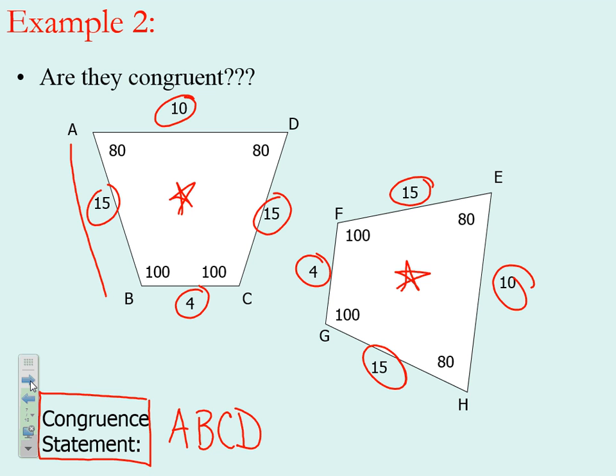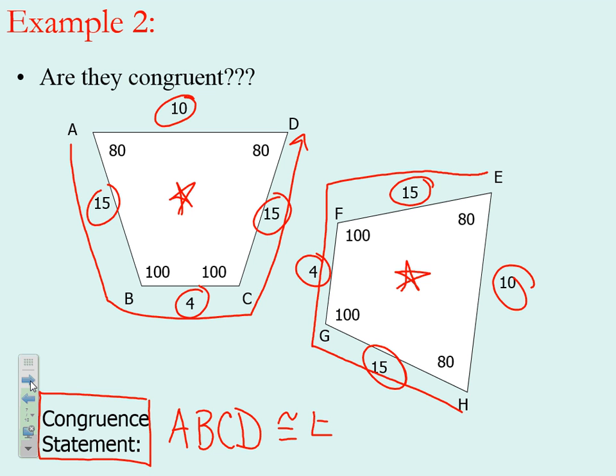I started here and went this way, A, B, C, D, as I listed those letters. Now I need to say that figure is congruent to, and now I need to pick the matching letters from the other figure and go in the same order around the shape. So I start here at E, go to F, go to G, go to H. E, F, G, H. This is a congruence statement. This figure is congruent to that figure.